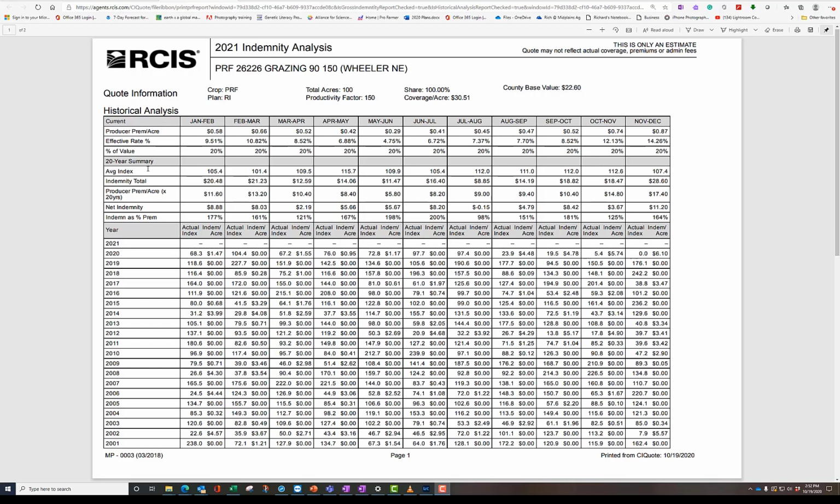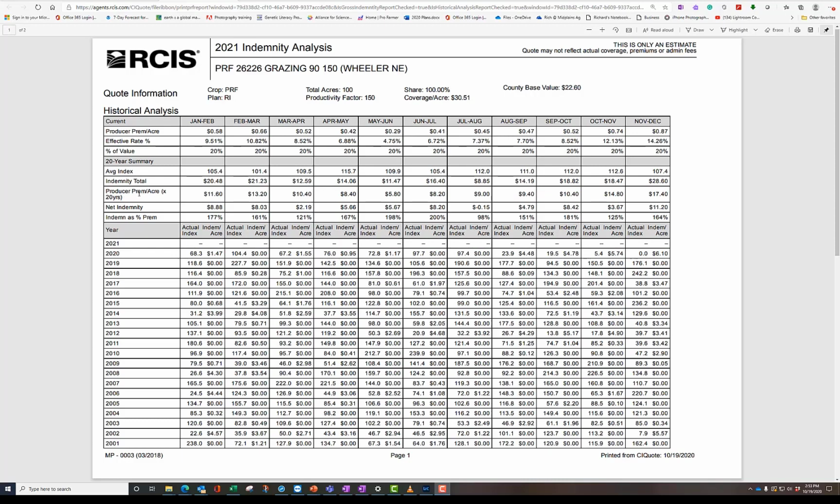We've got a 20-year summary here. So the indemnity total is a total indemnity you would collect over the last 20 years, from 2001 through 2020. In this case, for January, February, you would have collected $20.48. In April, May, you would have collected $14.06. In September, you would have collected $18.82. And that's based on the 20% allocation for each period.